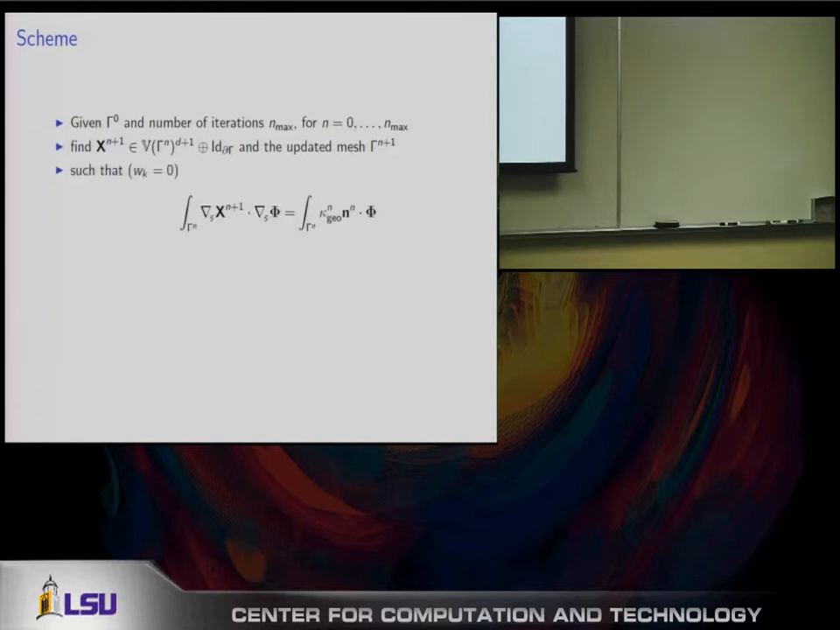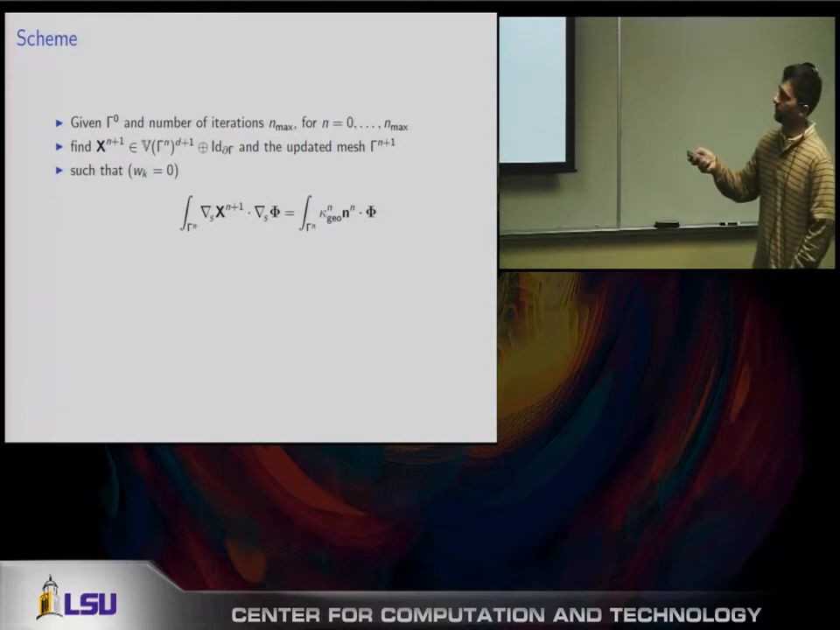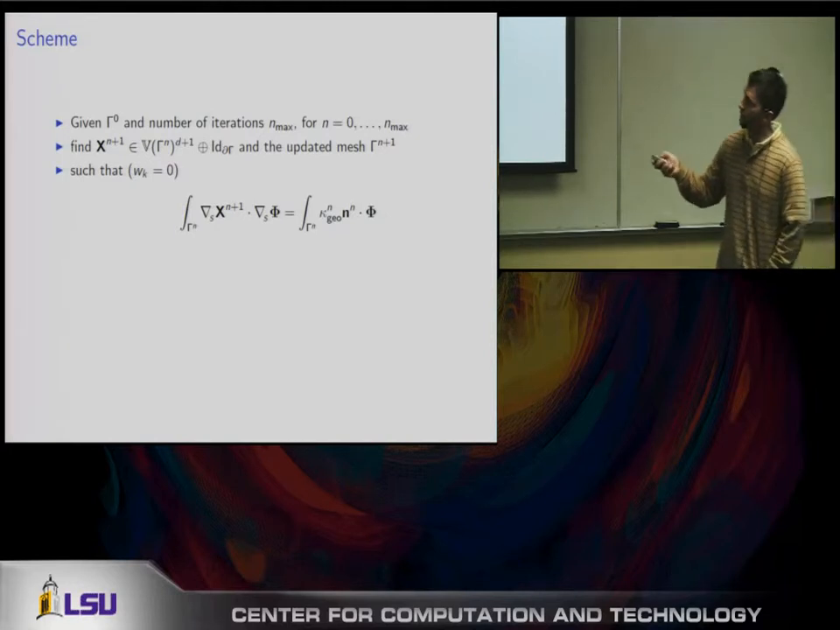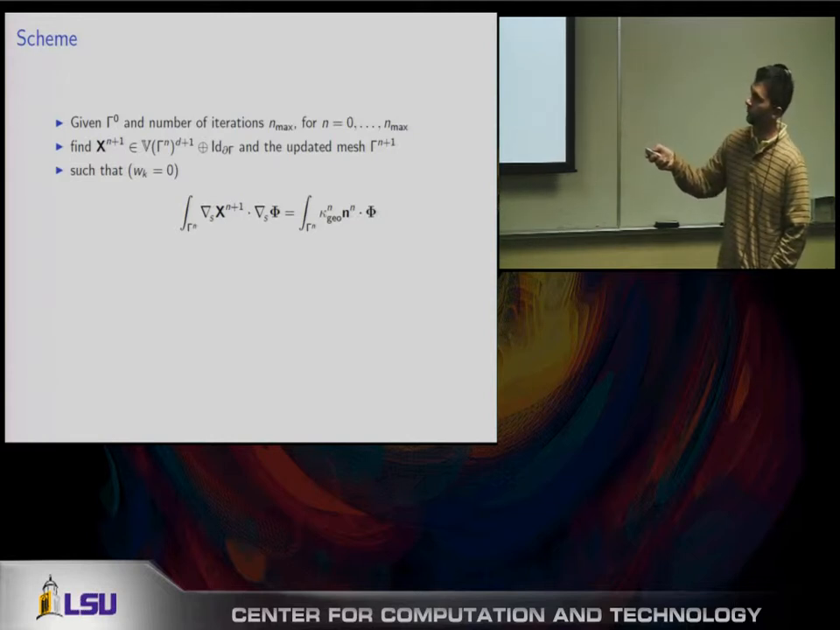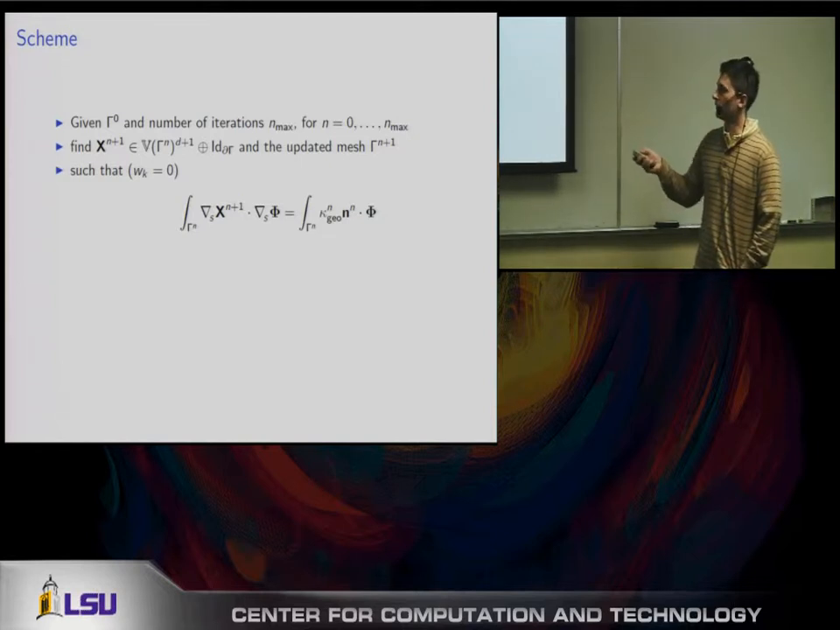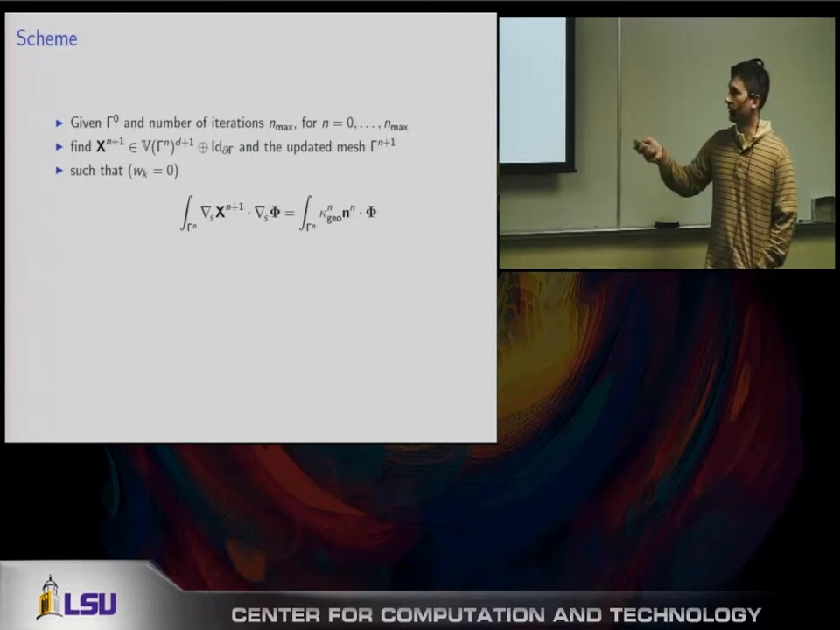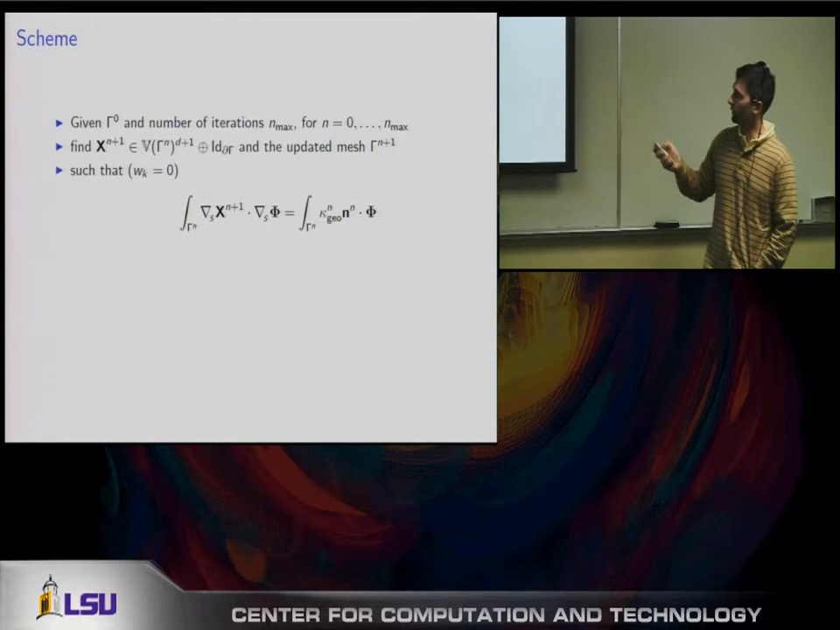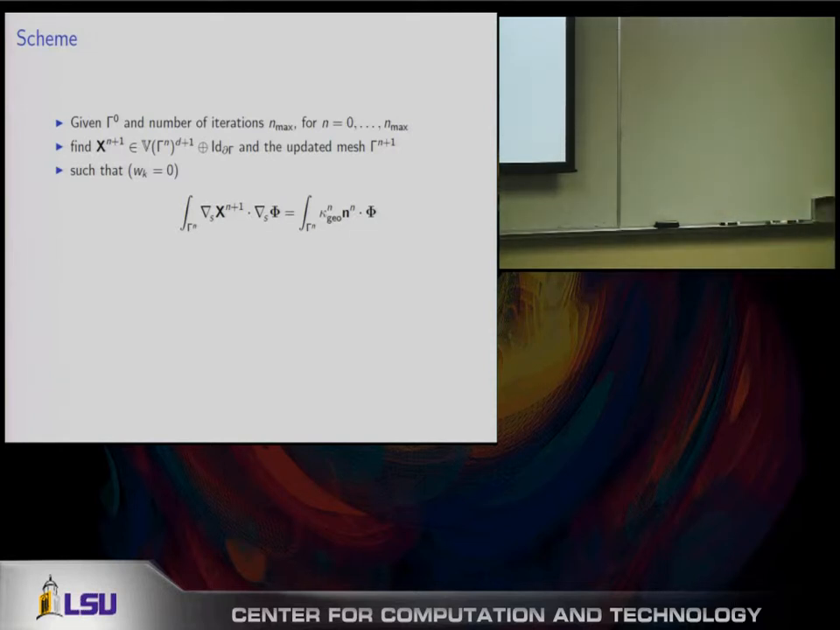So let me tell you the scheme. You have an initial triangulated surface gamma zero and a maximum number of iterations. So then what you look for is, for each iteration, you look for the position that is in the finite element space and the updated mesh that can be generated with this position here, such that the position satisfies this elliptic equation. So what is on the right-hand side is data that you can compute. You don't have to solve anything. So this is just the right-hand side, and you're solving an elliptic problem to find the new position. And this new position will tell you how to get your gamma n plus 1. And that's the scheme. So this is in the case that you don't want any preferred curvature.